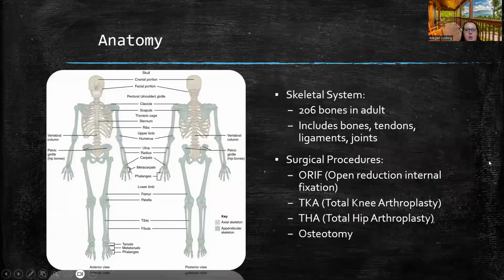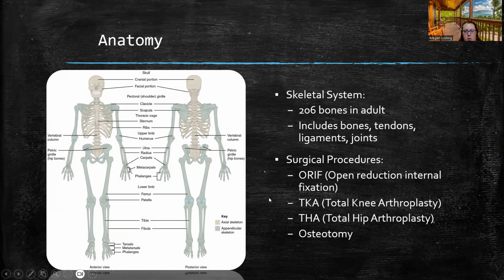So let's break down some of these organ systems and what they are really each referring to. So we'll start with the skeletal system. There are a lot of surgeries that we do on the skeletal system. So there are 206 bones in the adult. Now the skeletal system also includes not just bones, but also tendons, ligaments, and joints.